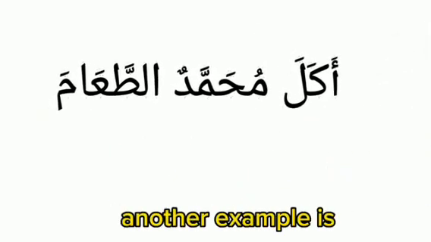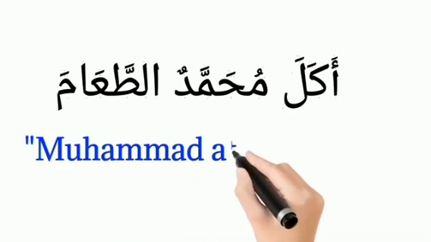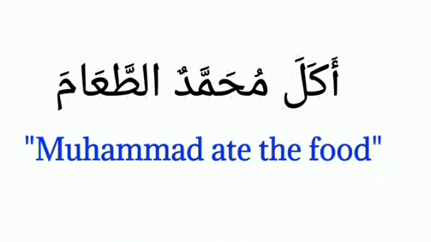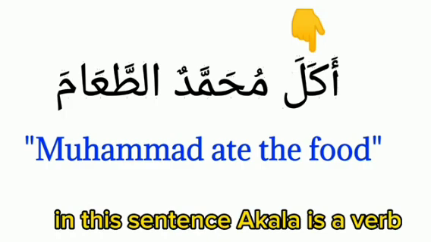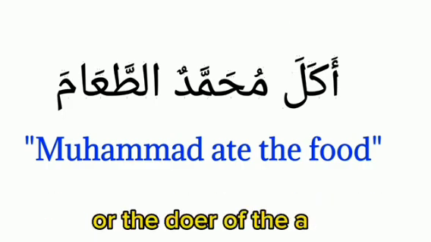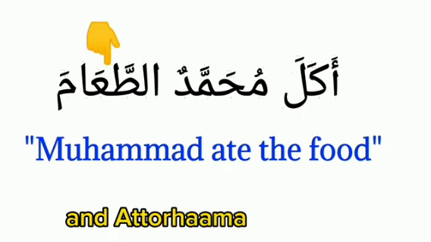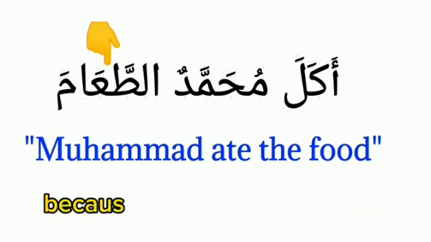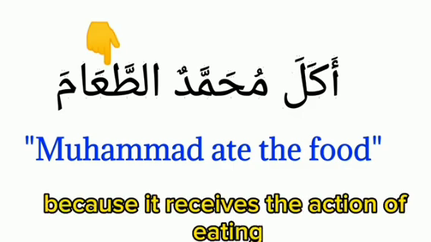Another example is akala Muhammadun at-ta'ama. Muhammad ate the food. In this sentence, akala is a verb, Muhammad is the subject of the verb or the doer of the action, and at-ta'ama is the object because it receives the action of eating.